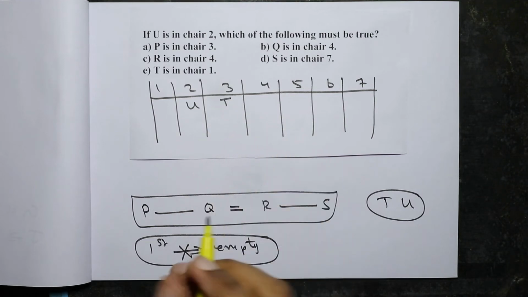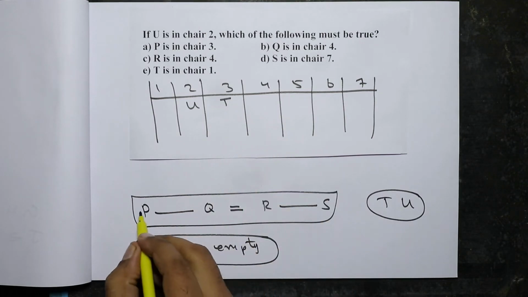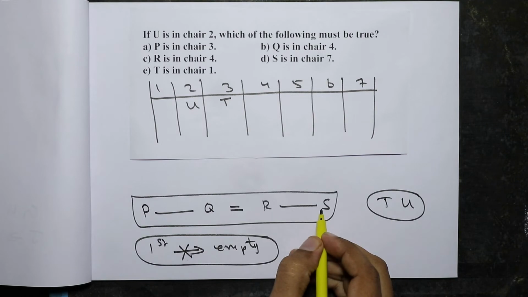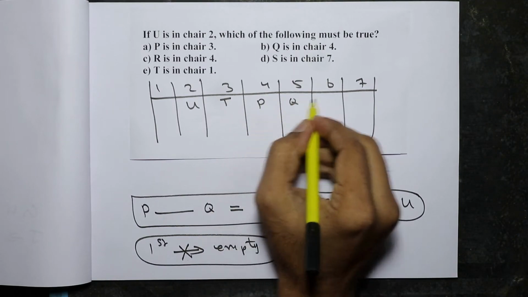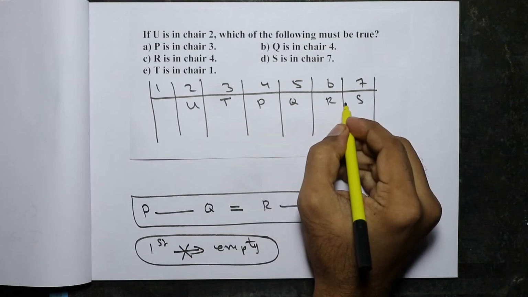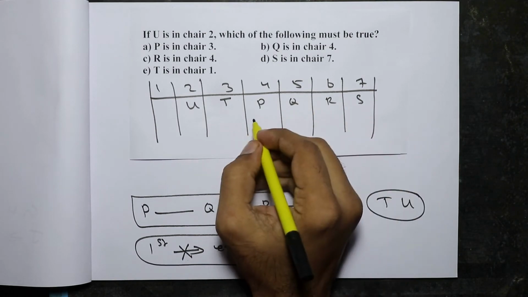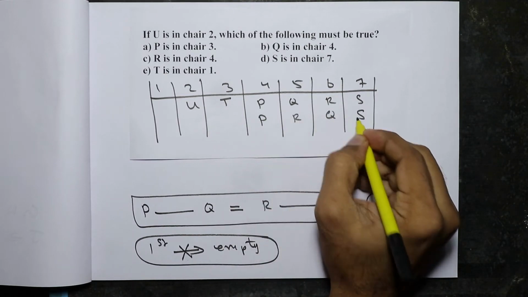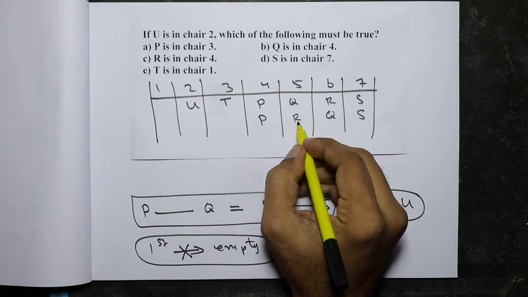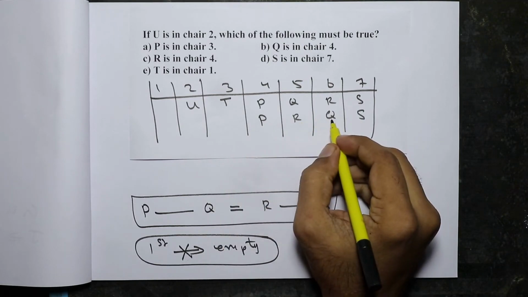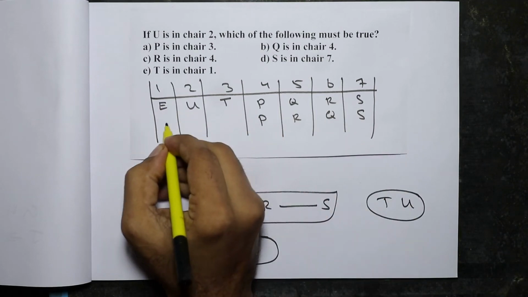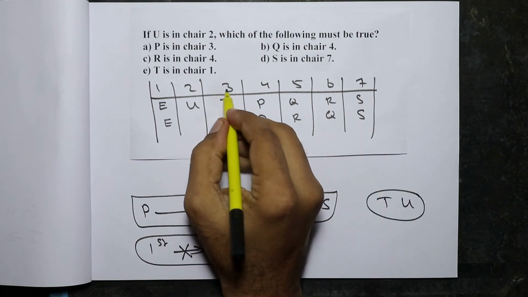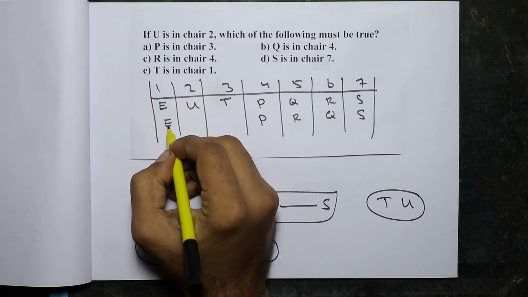If T is in 3, the given condition is that the distance from P to Q should be same as the distance from R to S. Now there are 2 possible arrangements. One is that we can have PQ like this and RS like this. The distance between them is 0 chairs. So this is one valid arrangement. And another arrangement is we can have PQ like this and RS like this, so that the distance between P and Q is 1 chair, distance between R and S is 1 chair. But in both the cases, the first chair will be empty and that is not allowed. So basically if T is in 3, then chair number 1 will be empty.